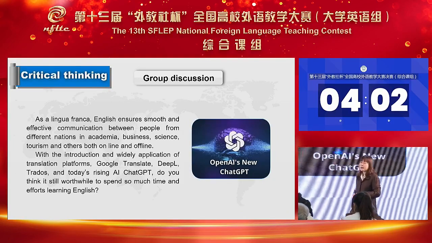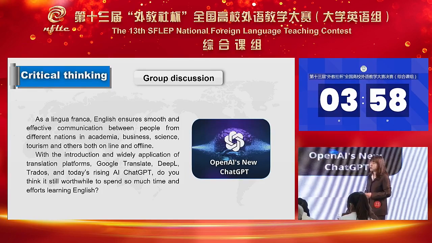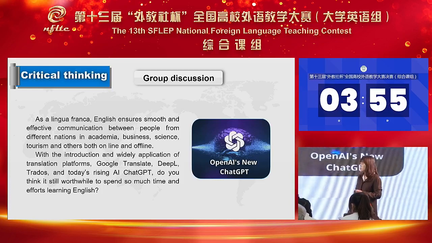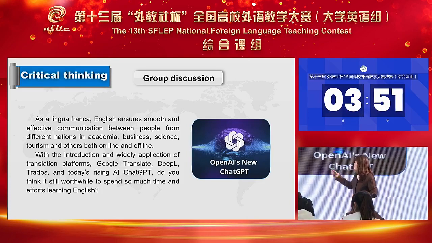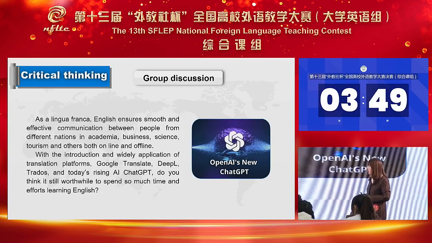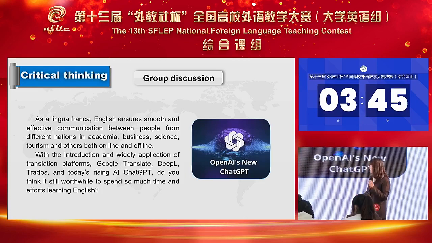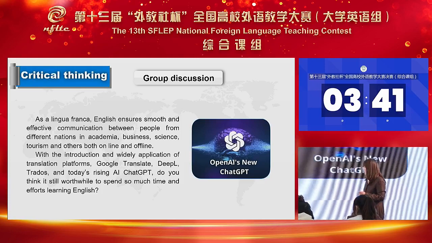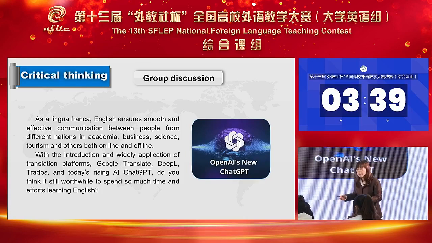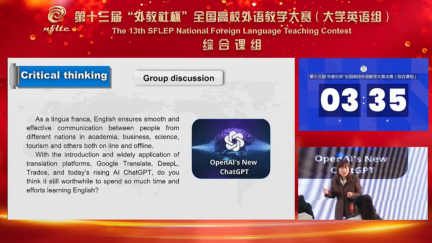Here is the question. As a lingua franca, English ensures smooth and effective communication between people from different nations in many areas, both online and offline. With the introduction and wide application of translation platforms, Google Translate, DeepL, Trados, and today's rising AI, ChatGPT, do you think it's still worth the effort and energy to learn English? And why? I want you to do a group discussion.